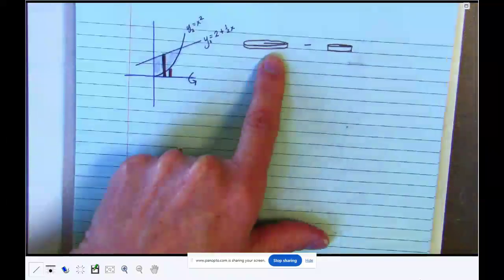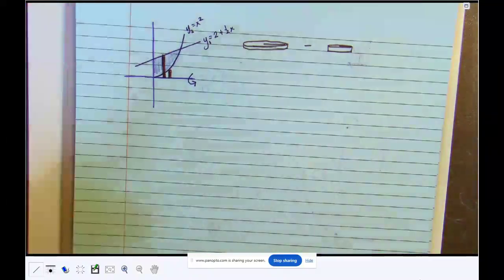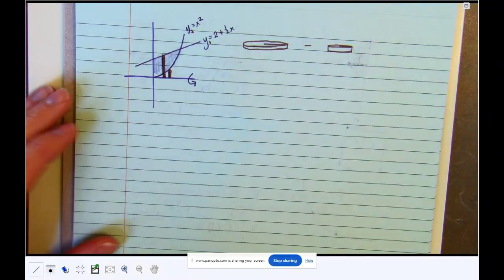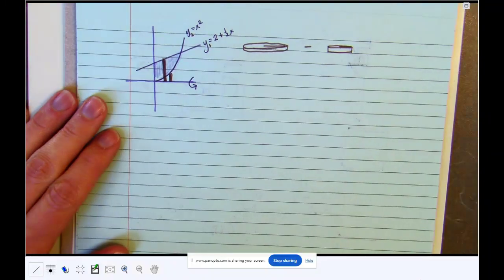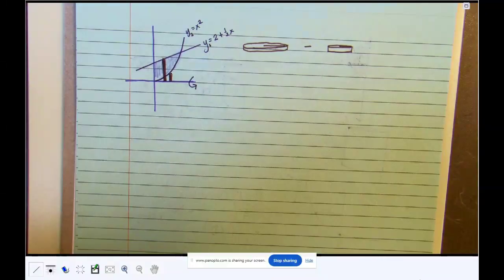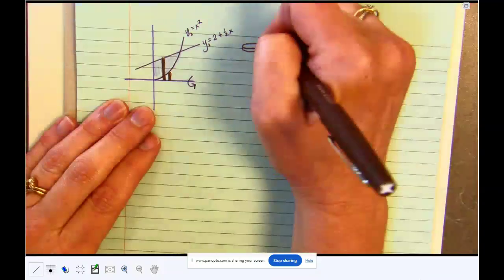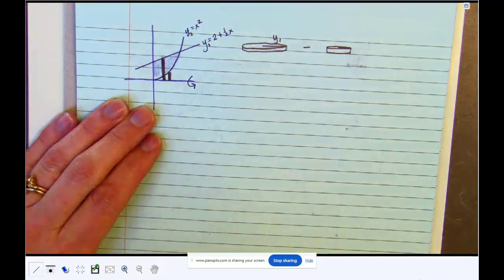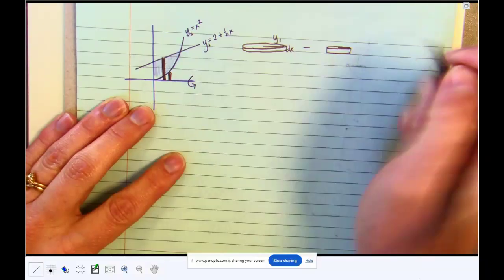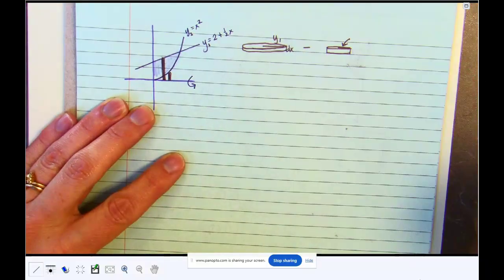Okay, so let's talk about the donut itself. What's the radius of the donut? Y1. It's the outside. So the donut is the outside, right? This is the big one, the whole thing. So the radius is Y1. What's its height? Dx.